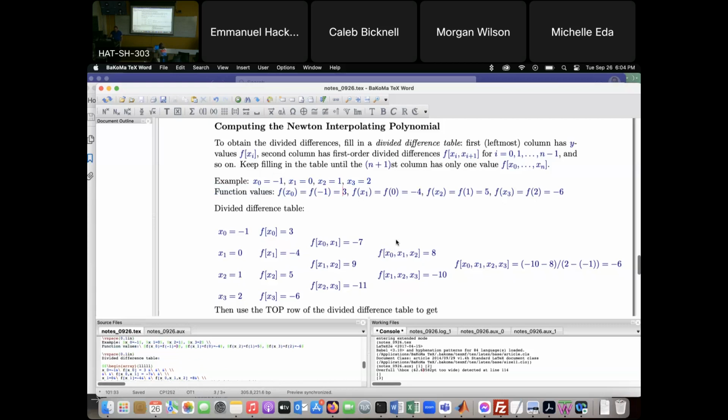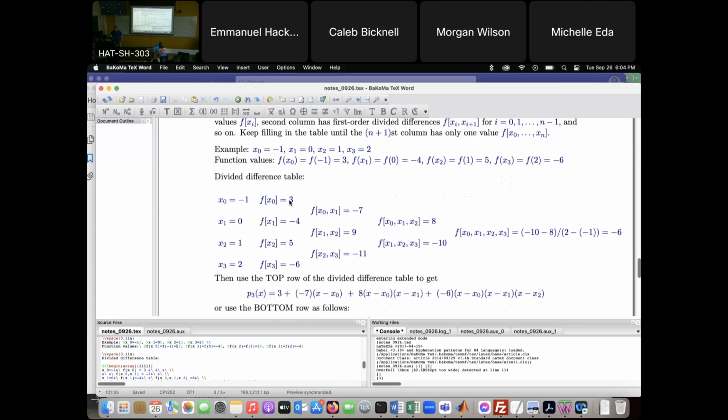And then once you have done that, you take the coefficients from the top row of a divided difference table. So in this case, the 3, the minus 7, the 8, and the minus 6. And what you do is you write down the Newton form as follows. So first coefficient, the 3, that's by itself. And then you have plus minus 7, the second coefficient, times x minus x naught. So it's x minus the top x value.